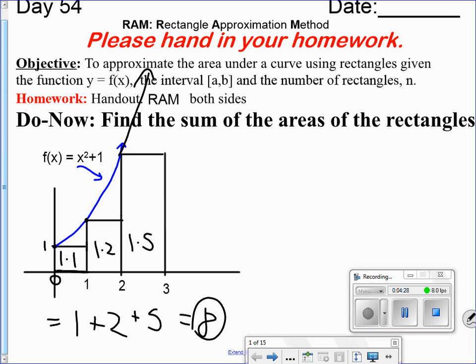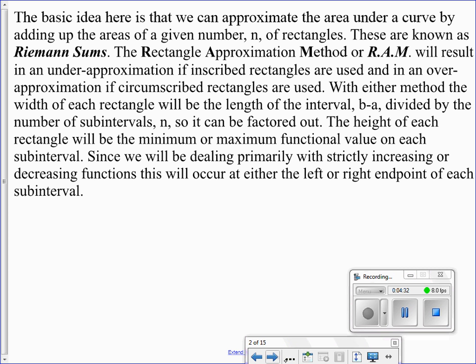All right, let's try the next one. Well, actually, I have to explain a couple things to you. Don't get worried with that. What we're doing is we're going to use rectangles to approximate area under the curve, and we call these Riemann sums. We also are going to use RAM when we're talking about using rectangles to approximate area. Rectangle approximation method. That's what that stands for.